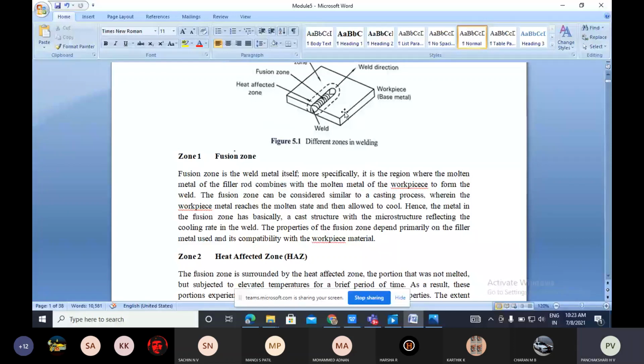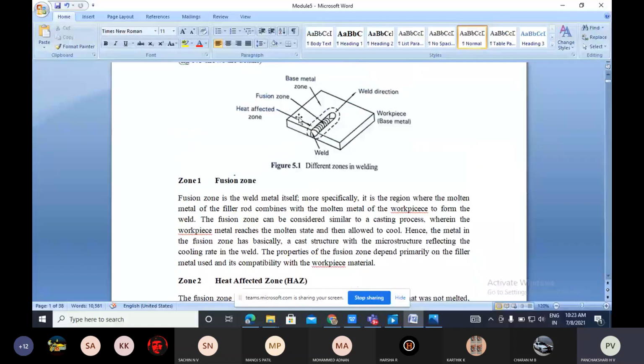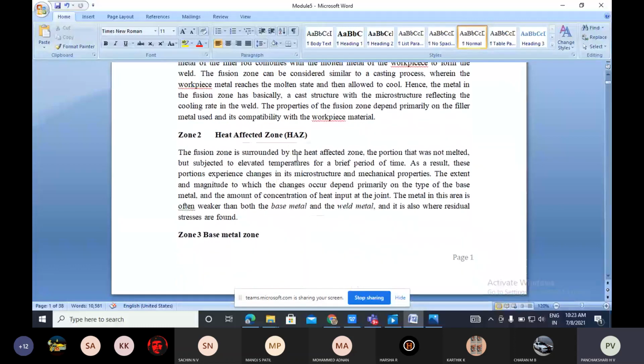Next, zone 2, heat affected zone. The fusion zone is surrounded by the heat affected zone. This portion is not melted but is subjected to elevated temperatures, a severe amount of temperature. I have already shown this in the previous diagram. Then zone 3 is the base metal zone, which means the remaining part which is not affected by the heat.